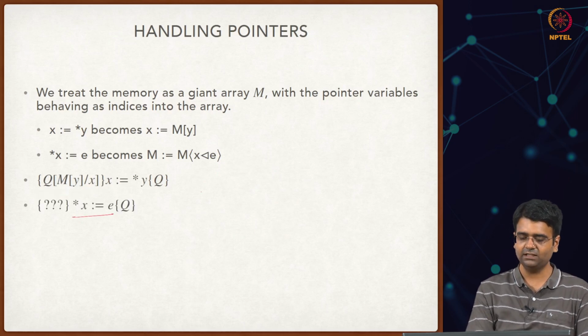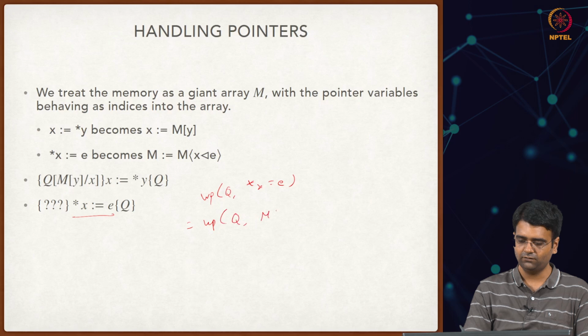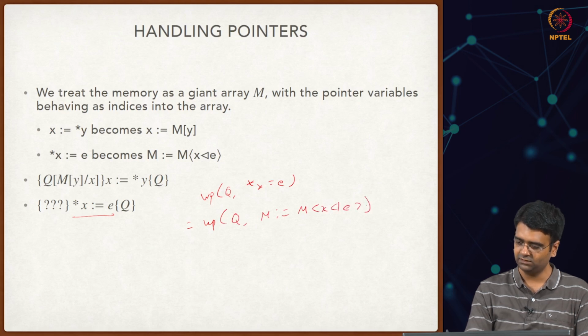Similarly, for star x equal to e. If you want to find the weakest precondition for q and then star x equal to e, again this is going to be the same as the weakest precondition of q for this particular assignment statement, m equal to m where the value at x is changed to e. And now we are going to treat this as a normal assignment statement.